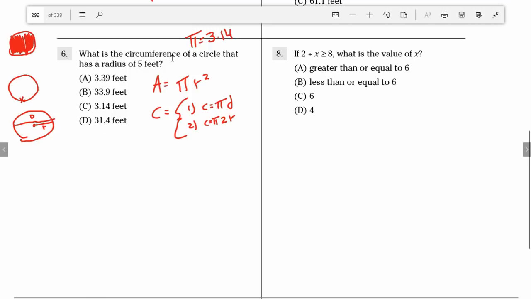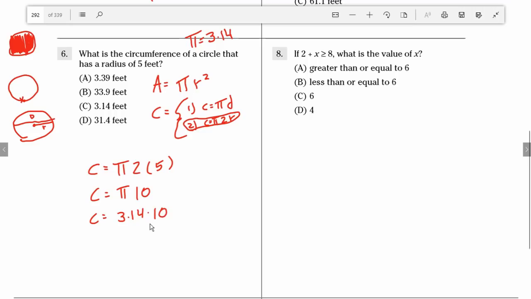So in this case, we're asked what is the circumference of a circle that has a radius of 5 feet. Again, we're given the radius, so we're going to use this formula. Let's go ahead and plug that into our equation. Circumference equals pi times 2, and we know the radius is 5. Circumference equals pi. 2 times 5 is, of course, 10. So this, in other words, is pi, which is 3.14, times 10.